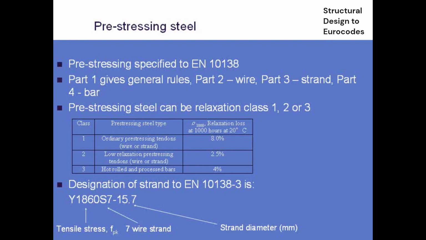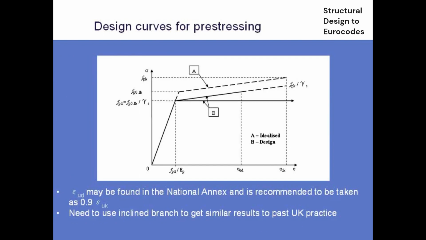And the designation for pre-stressing steel is similar to that used for reinforcement. So Y basically denotes it's pre-stressing. 1860 is the ultimate tensile strength of the pre-stressing. S7 just means it's a 7-wire strand pre-stressing steel, and then the 15.7 gives you the strand diameter. So it's quite a helpful designation because you can see what you've got just by looking at it rather than some sort of arbitrary definition.